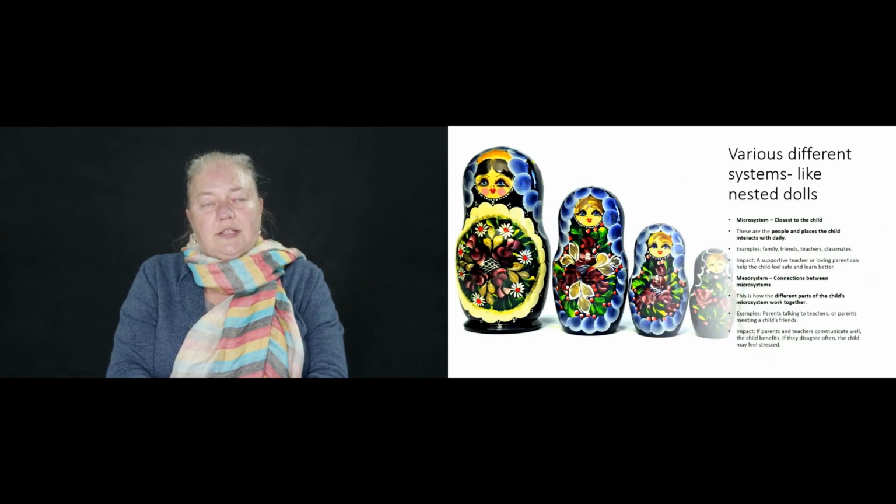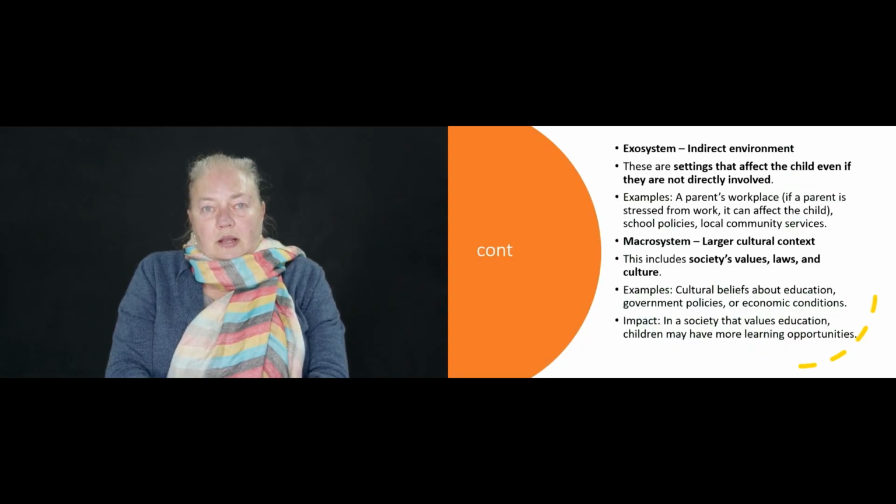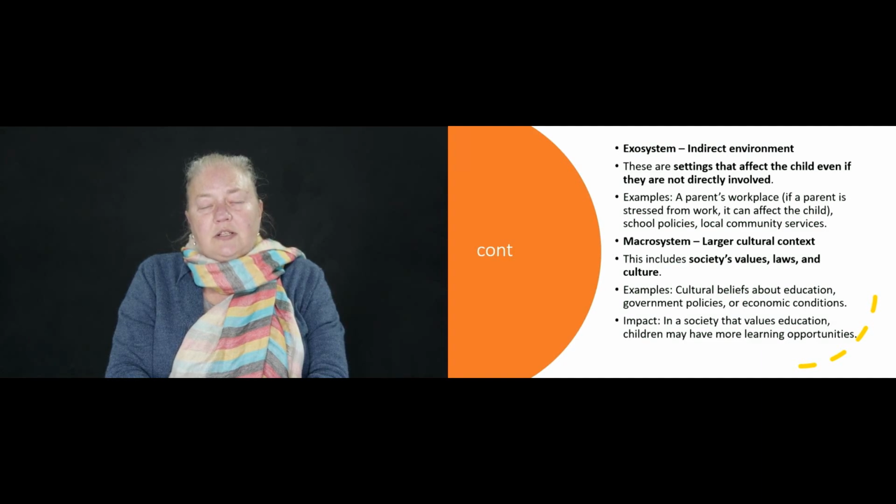And these systems are like nested Russian dolls. Microsystem, closest to the child, okay? These are the people and places the child interacts with. The mesosystem is the connection between microsystems. So between granny's house and mommy's house, for example. They are not directly involved. The exosystem is not directly involved in the child's actual unit, but it could be something like the parents' workplace.